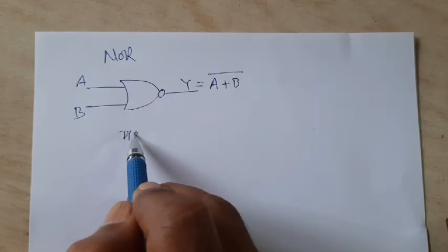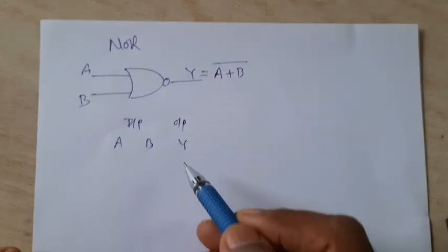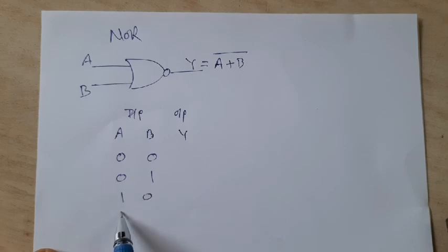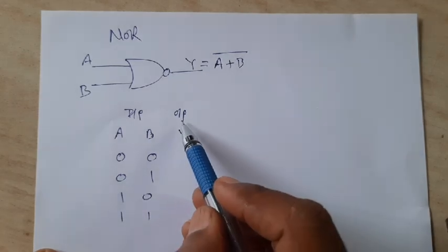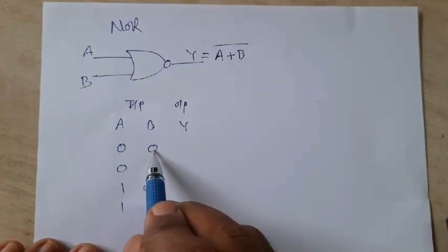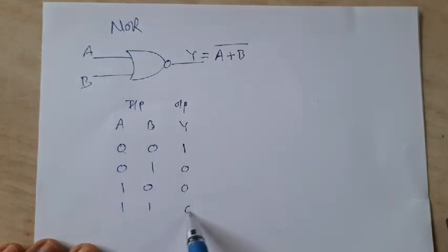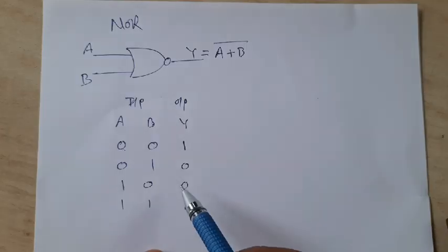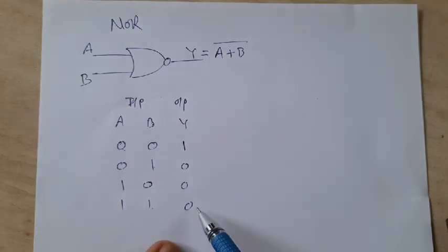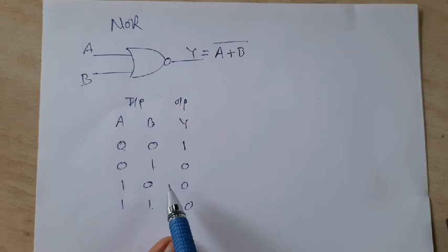How can I write the truth table? This is input, output. Input is A, B, output is Y. There are four possibilities: 0, 0, 0, 1, 1, 0 and 1, 1. In case of not of OR, that is NOR gate, if both inputs are 0, 0, then the output is 1, and otherwise it is 0, 0, 0. See, you will realize that if it is OR gate, then for these three inputs the output is 1, 1, 1. But we will have to complement it, and therefore this is the truth table of NOR gate, right?